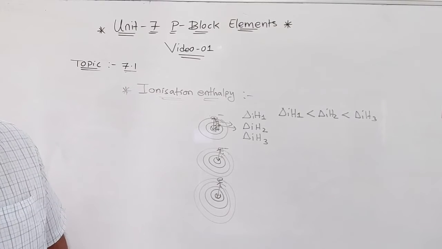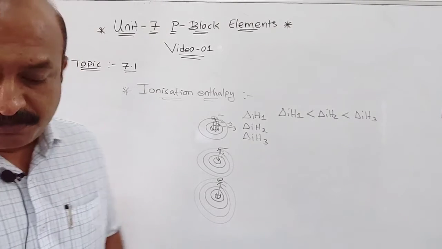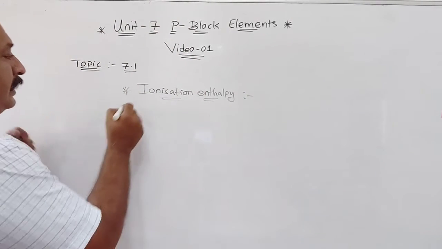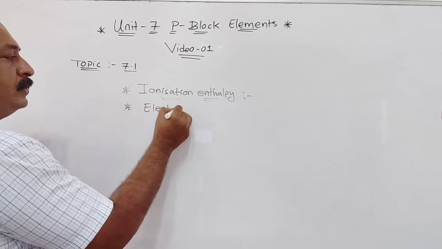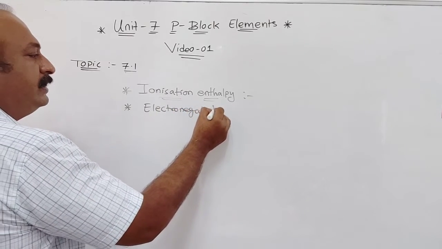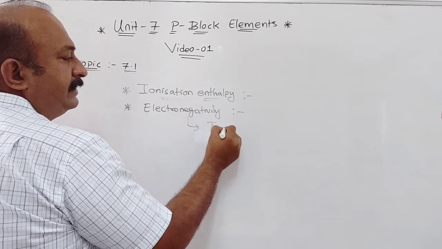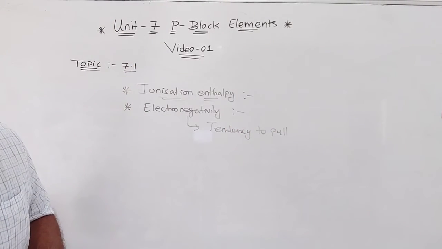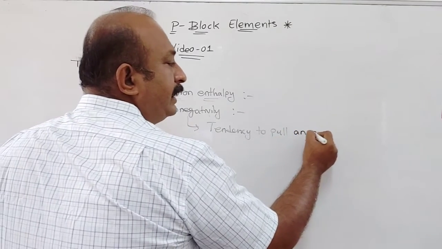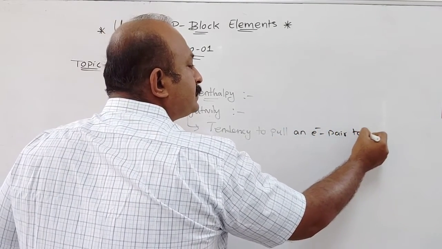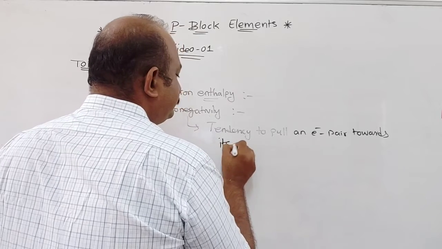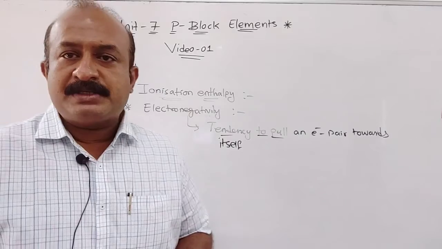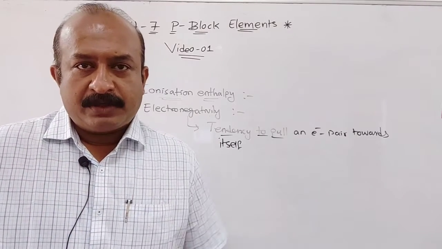Then the next topic given in your book is electronegativity. Clear? Now what is electronegativity? It is the tendency to pull an electron pair towards itself. You can remember this in a very simple way: the tendency to pull an electron pair towards itself is called electronegativity.